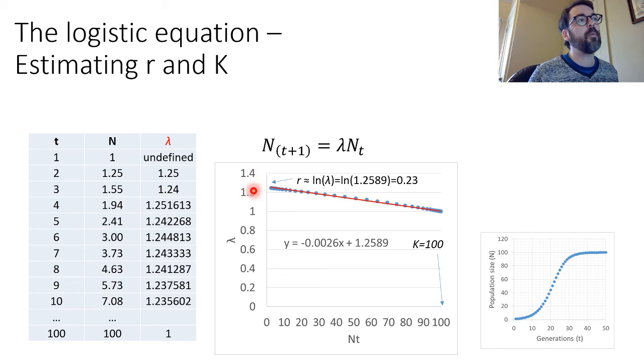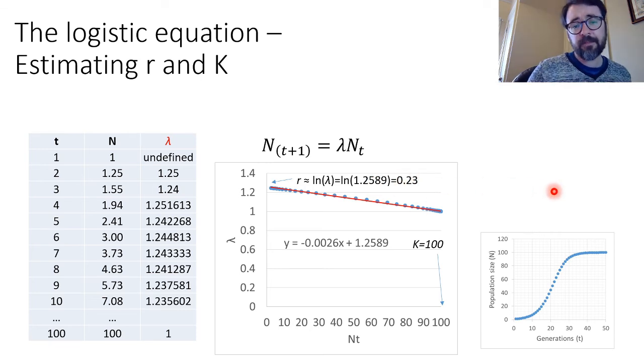R is defined by the y-intercept. To find that, we just set x equal to 0, and we see pretty clearly that it's 1.2589. But this is in an exponential scale, so we have to use the natural logarithm to actually convert it. So you take the natural log of the y-intercept, which is here, and you get 0.23.